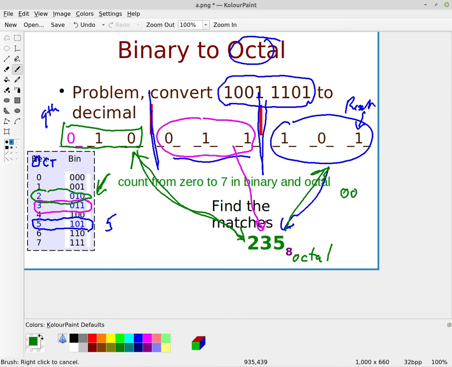You just start 000, 001, 010, 011, 100, 101, and so on. All right, so even if you don't have a calculator handy, it's very, very easy to do this conversion just on a scrap piece of paper.